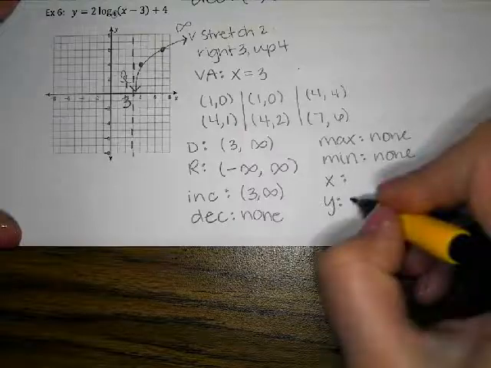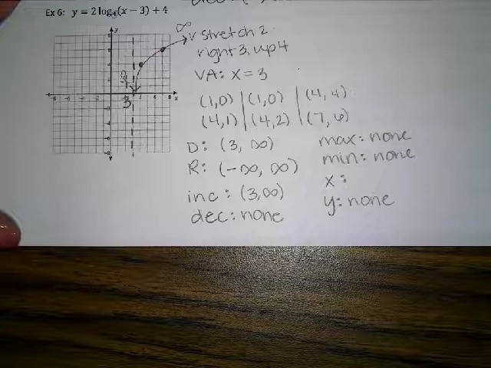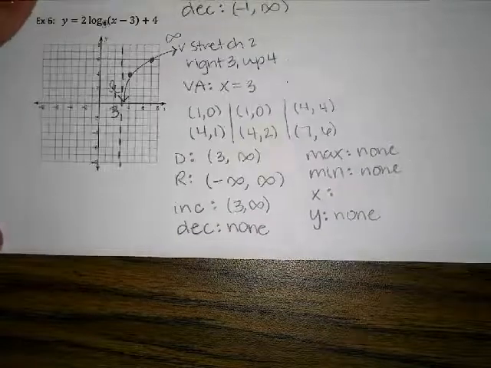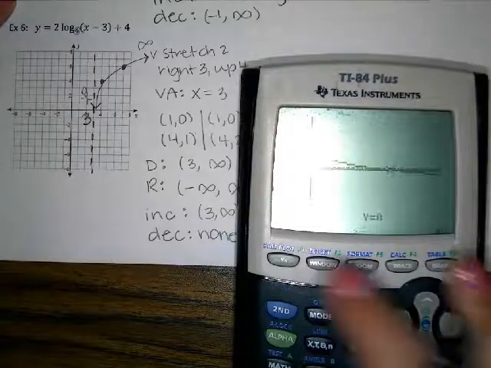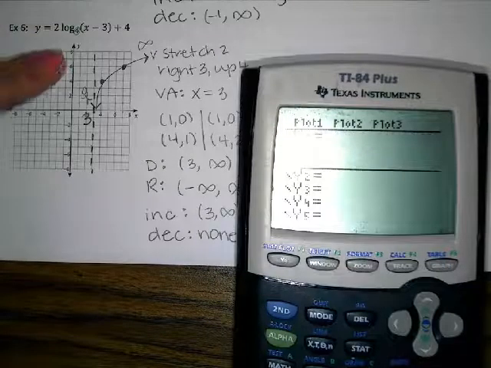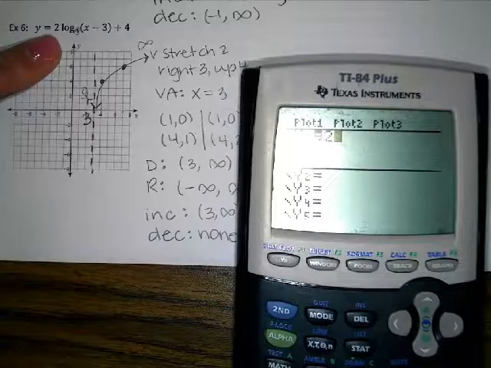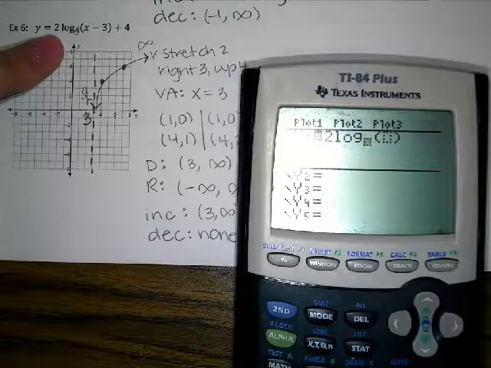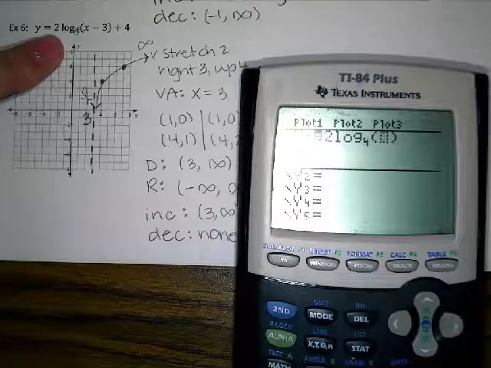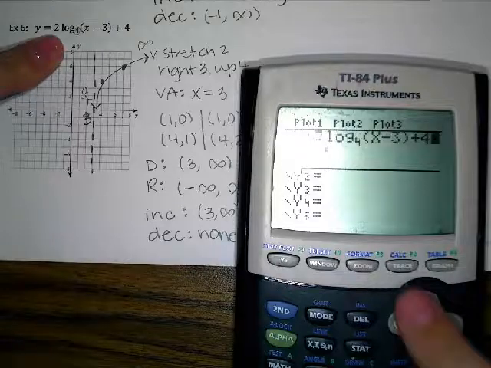Okay, let's go ahead and type this in on the calculator. So I'm going to type the 2 first. How do I type the log? Math, up, up. Log base 4, X minus 3, plus 4. I'm going to hit the window button and put it back to 10, to get my window back to normal.